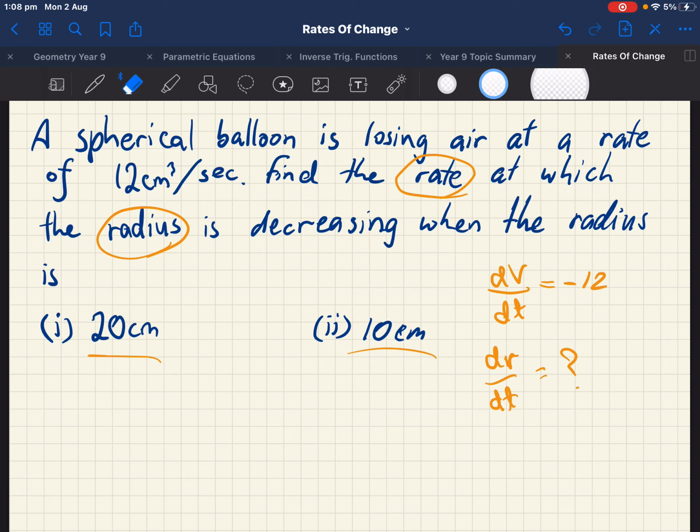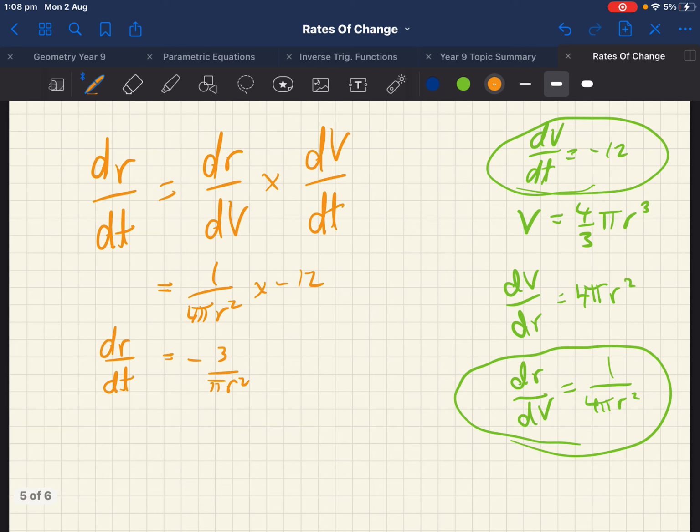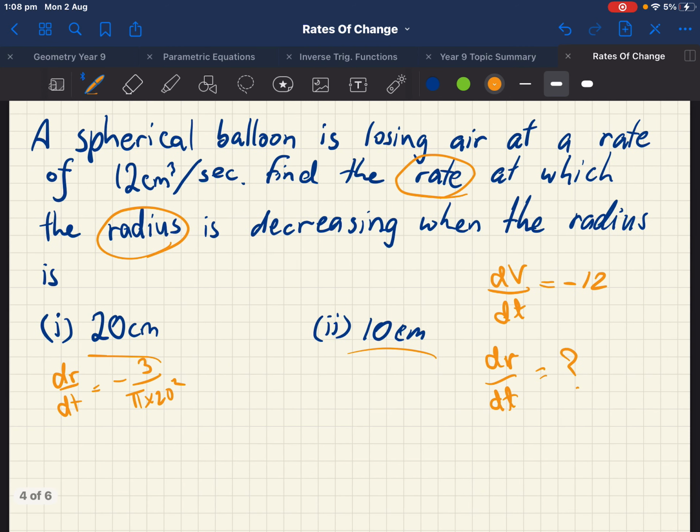And so all you need to do is, for part 1, I believe we had to let r equal 20. So dr/dt will just be negative 3 all over pi times 20 squared, right? I'm just subbing it into this. And that will tell you how rapidly that radius is dropping. And just do the exact same thing over here. Now it's just asking you to put in a different value. Instead of 20, we're now letting the radius equal 10.